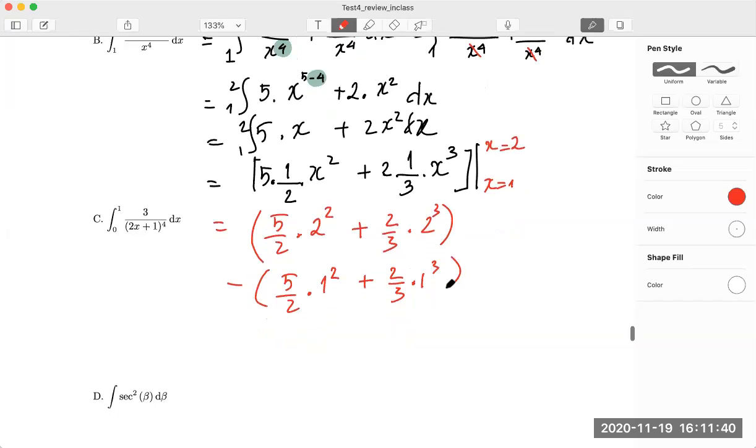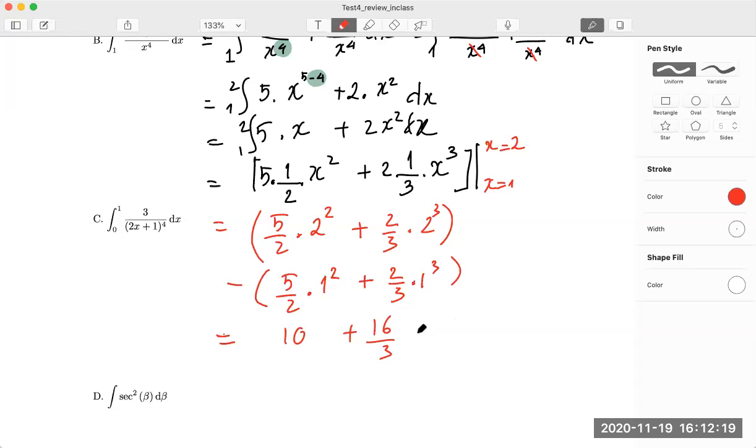Very good. So then you can compute this yourself, right? You can use a calculator to simplify it, or just do it together here. 5 times 2 squared divided by 2 gives us 2, right? Yes. Times 5 gives us 10. And here 2 cubed gives us 8. 8 times 2 gives us 16 over 3.